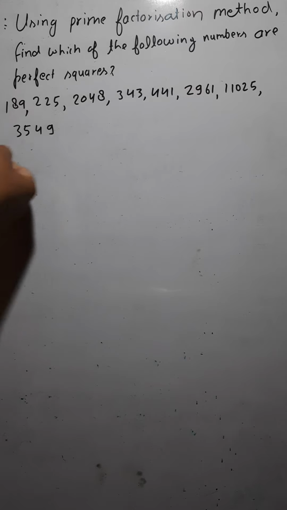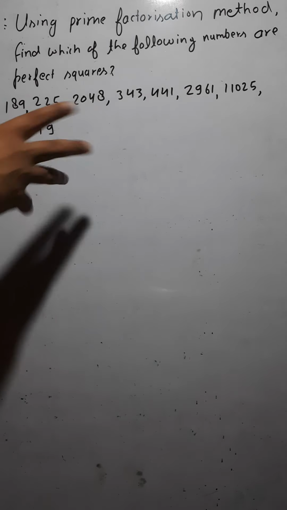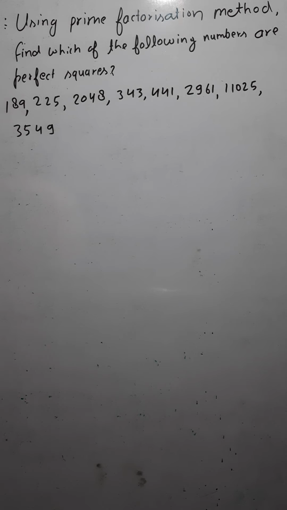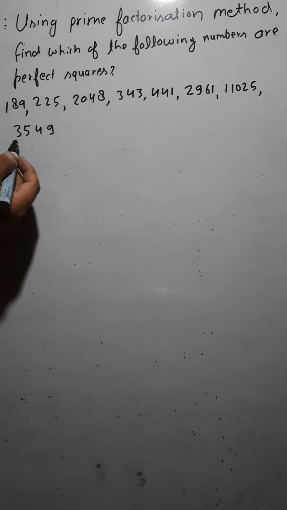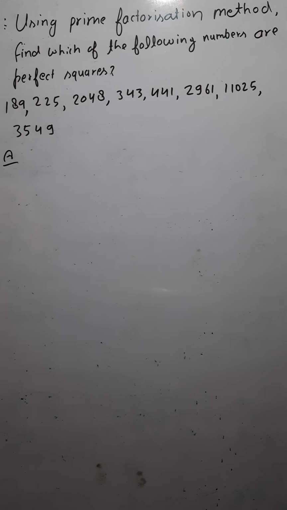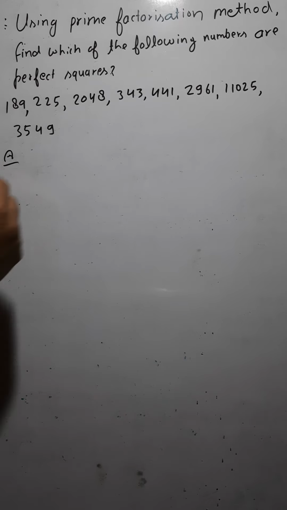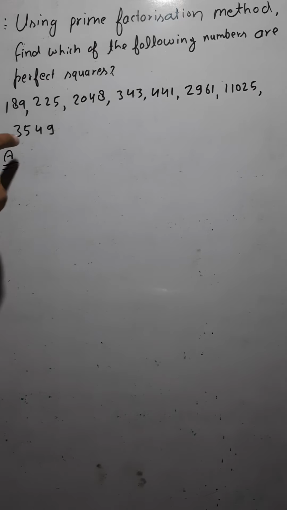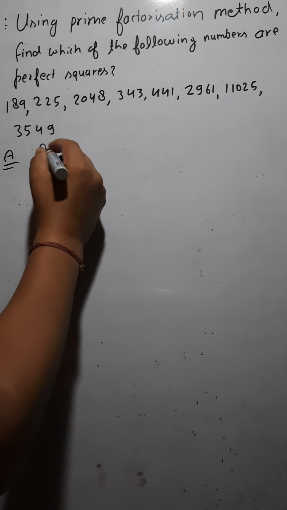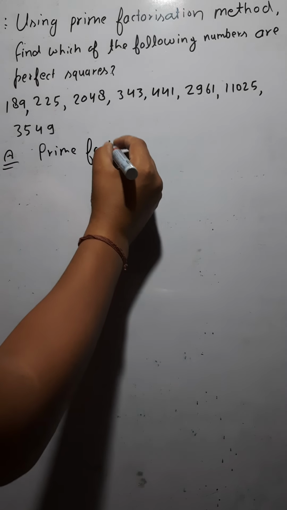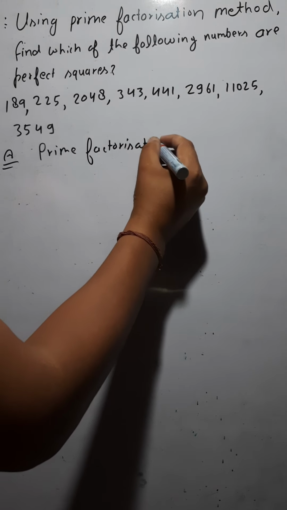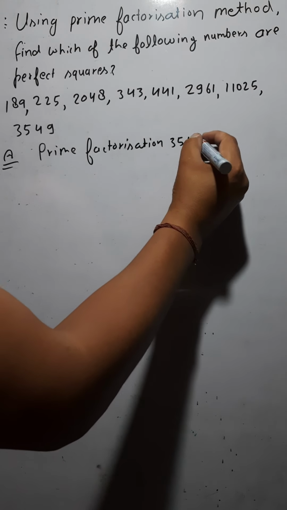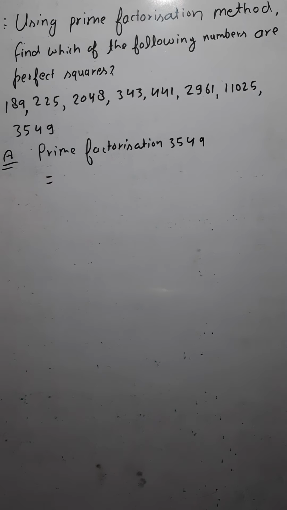I think I will tell you one or two questions, and the rest you will try yourself. Let me tell you the first question, that is 3549. This is somewhat bigger, so let me do this one. How do you do this question? First we will find the prime factors. We do the prime factorization of 3549. So what would be the prime factors?